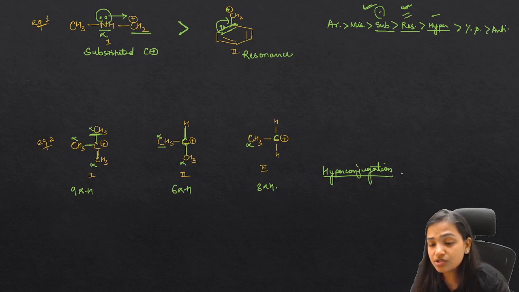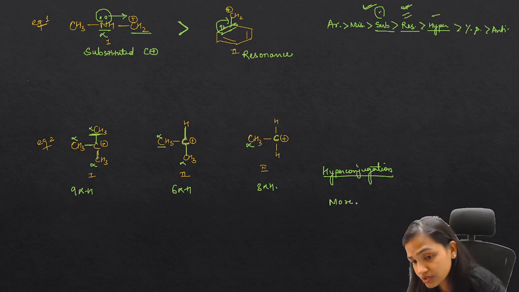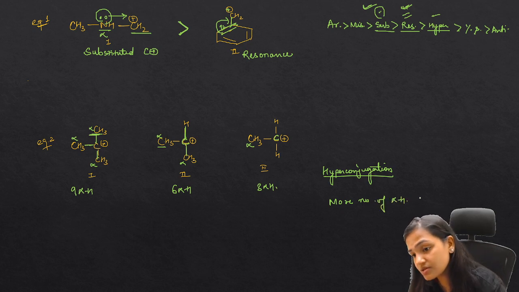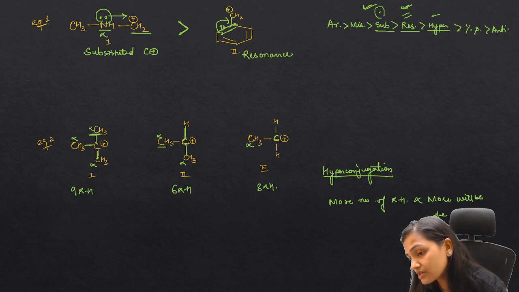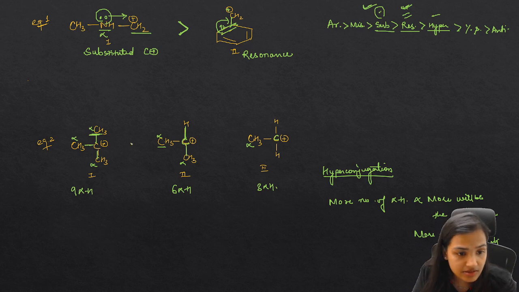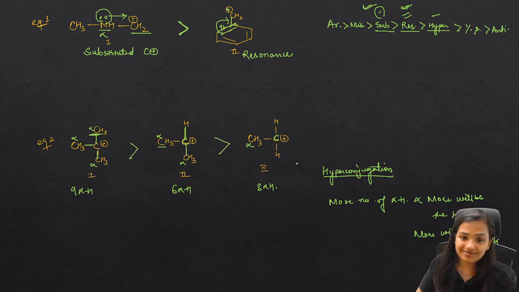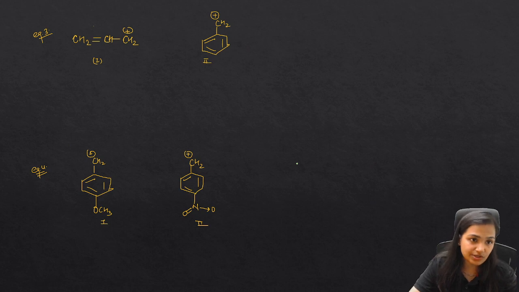And guys, in hyperconjugation, more the number of alpha hydrogens, more will be the number of hyperconjugating structures, and therefore more will be the stability. So ultimately we can conclude that this is going to be more stable than this and then this. Okay, so this is the way how we will answer the question.